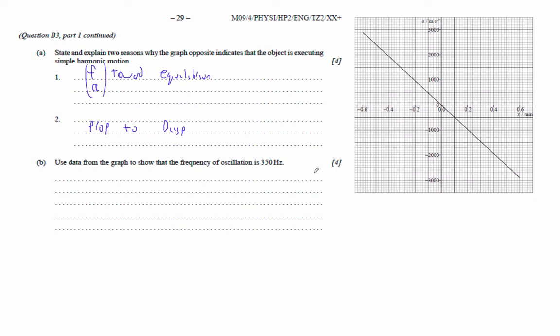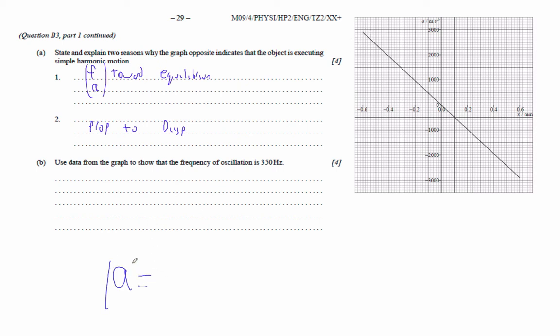Okay, and then they say use data from the graph to show that the frequency of oscillations is 350 hertz. Okay, well this is acceleration. So how do we do that? If I know omega, I can tell you the frequency, right? Because there's a direct relationship. You just divide omega by 2 pi and you've got the frequency. So how do we figure out omega? I think we can do it using this.